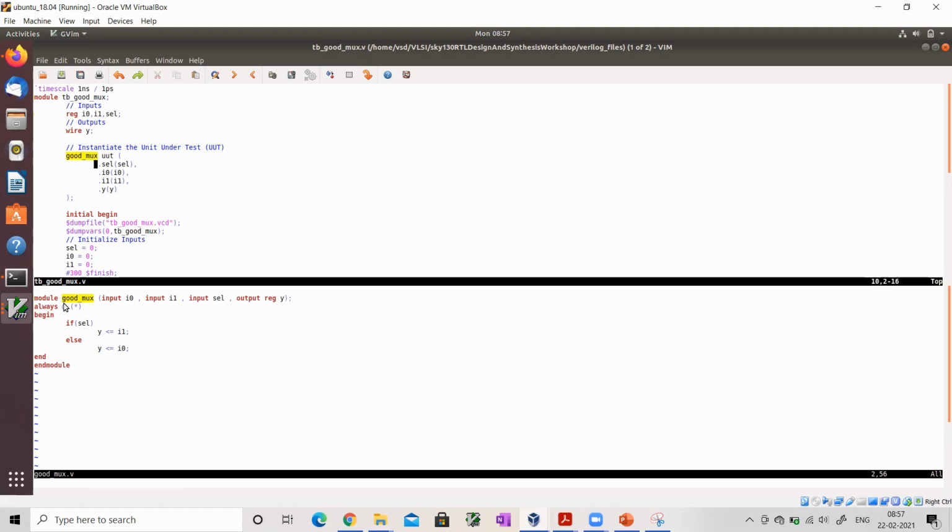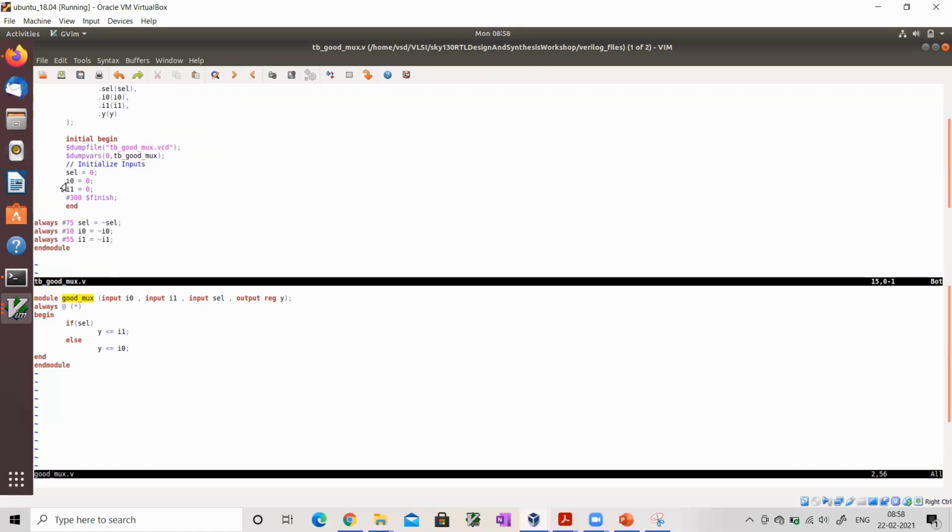We have the design instantiated here, and we always call the design instantiation UUT. It need not be UUT, but this is generally the very, very famous terminology followed in the design. UUT stands for unit under test. So this is my design unit under test, or many times it's also called DUT, design under test. So this is the design which is under test. I instantiated it. Now I start dumping the VCD file.